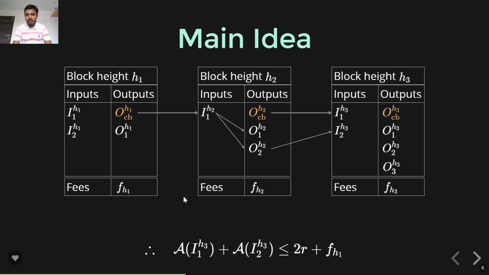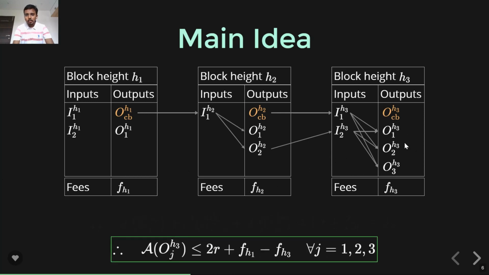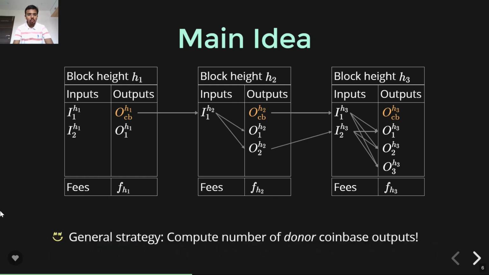amount in the inputs of block h3, which is 2 times r plus f_h1, and this gets distributed in the regular transaction outputs in block h3, and therefore we can compute the upper bound on the amounts in the regular transaction outputs in block h3 as 2 times r plus f_h1 minus f_h3. If we just simplify this term on the right hand side, the first term becomes the total block reward from block h1, the second term becomes the total block reward of block h2, and we subtract the fees in blocks h2 and h3. The reason for simplifying this is that we intend to design a general strategy to compute the total number of donor Coinbase outputs.